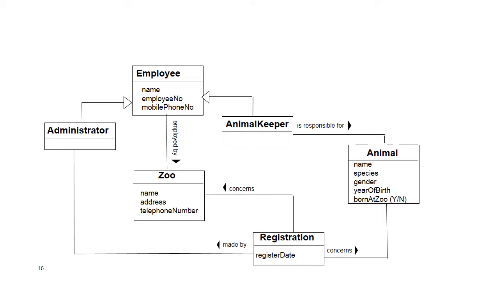Think now that we want to create an object of the administrator class. Then that object will inherit all the attributes and the association from the more generalized class, from the superclass. That means that the administrator object will have the three attributes with values for each of these attributes. And also that object will have a link to a zoo object when it's created.